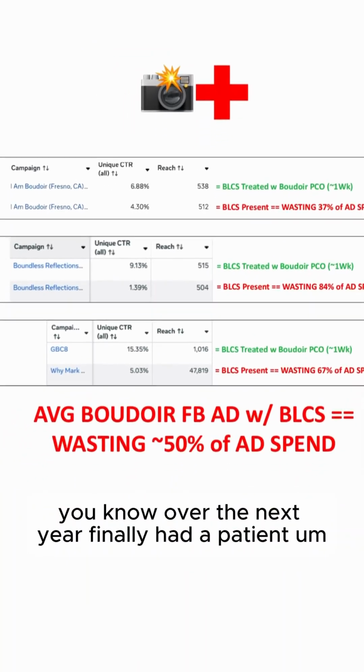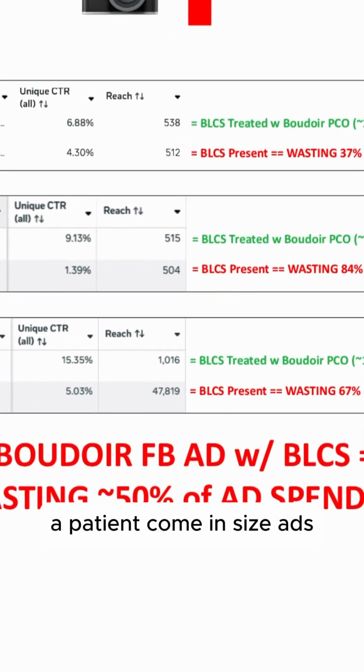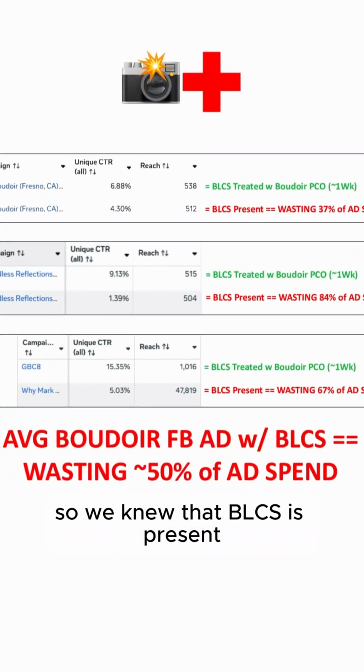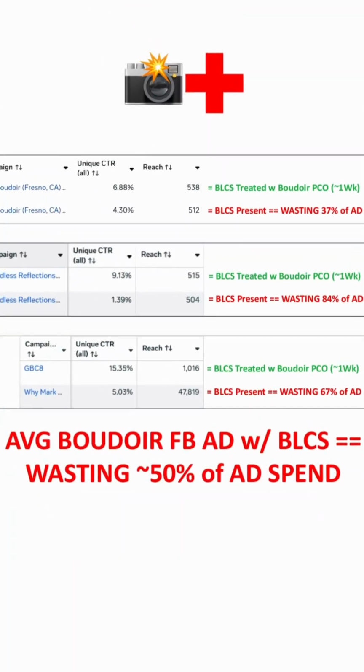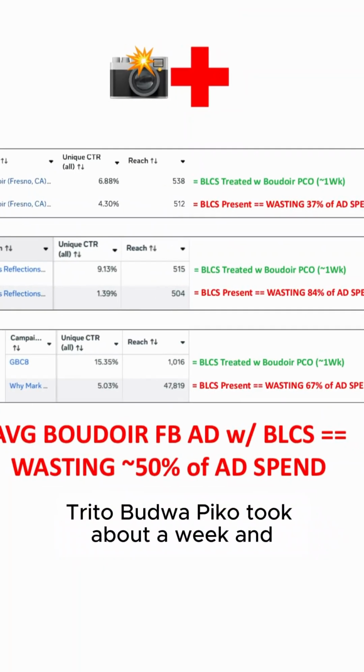Finally, I had a patient come in with a Boudoir Facebook ad at 5.03% unique CTR. So we knew that BLCS was present. So we duplicated it, and did a lot of work on this one. Treated it with Boudoir Pico, took about a week.